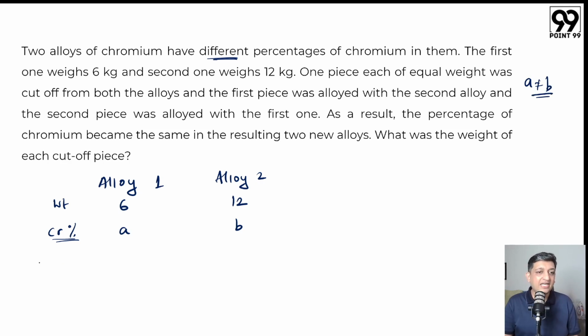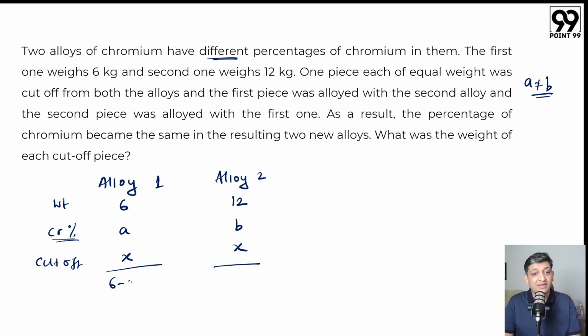Now let's say that the cutoff piece, the piece that was cut off was, let's say, x kgs. So we can say x kg was cut off from alloy 1 and x kg was cut off from alloy 2. Now what is happening here? This x kg is going to alloy 1. So after merging, what exactly is going to happen? What will be the composition of alloy 1?